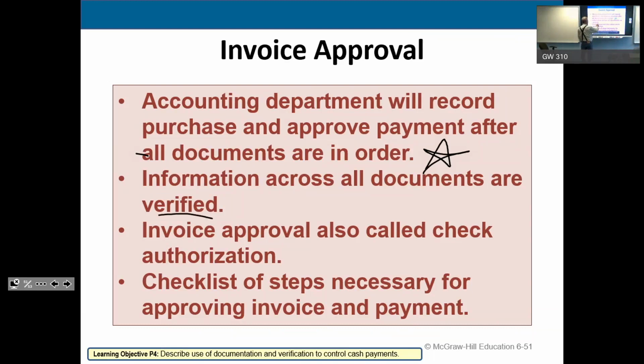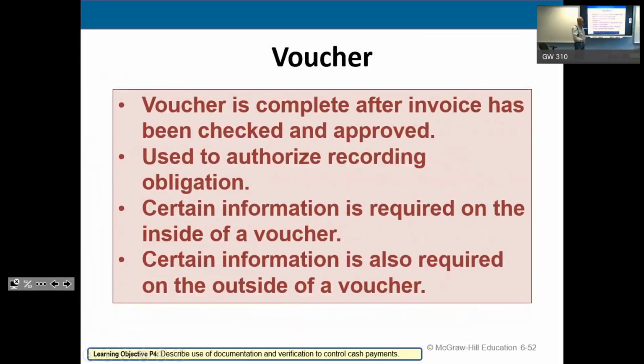Information across all documents is verified. Invoice approval, also called check authorization, is a checklist of the steps necessary, right? It's all a big thing, and new accountants can get really wrapped up in this. And then somebody like me is on the other end of the transaction going, why haven't you paid me? And the answer is always the same: well, I haven't gotten all my source documents. And I'm like, I could give a damn about your internal control problems. Pay me. So, enough of that.